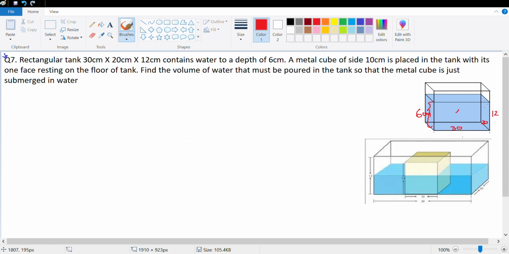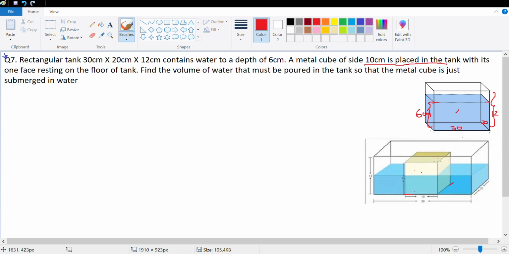Contains water up to a depth of 6 centimeter, which means the total height is 12, but water has been put in only till 6 centimeter. Next, a metal cube of size 10 centimeter is placed in the tank with its one face resting on the floor of the tank. So now this is the metal cube which has been placed here. Length is 30, breadth is 20, the height is 12, and the cube is of 10 centimeter. So this is 10 centimeter here, 10 centimeter in width and 10 centimeter in height. So when this body is placed in, the water surface will rise up obviously.